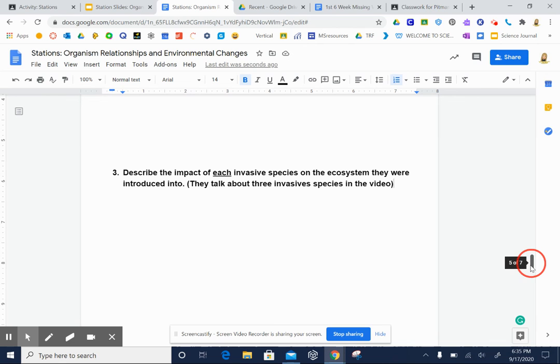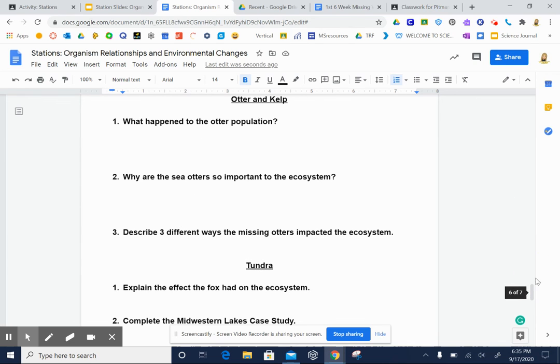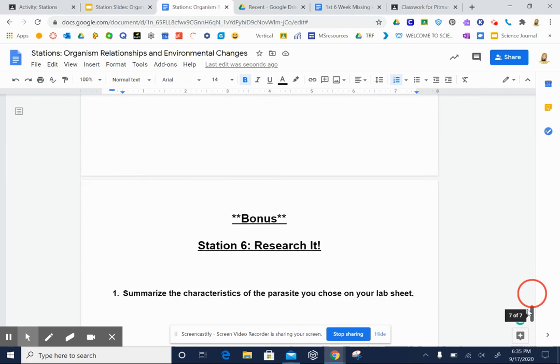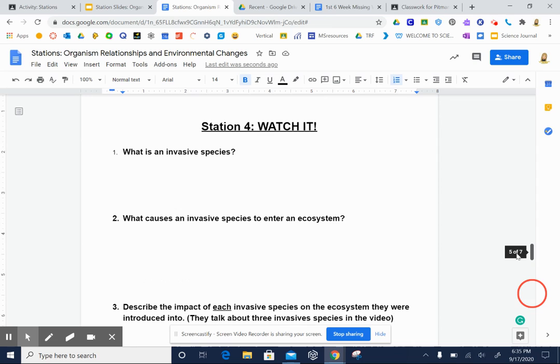Okay, hopefully that clarifies everything. If you get to the bonus stations and you want to do them, you can. But if not, you can stop at station 4, finish up station 4 and turn it in. This is a grade. Your grades are due in the grade book by Thursday of next week. So you need to make sure that you're getting all of your work done in all of your classes because report cards are coming out very soon. Let me know if you have any other questions.